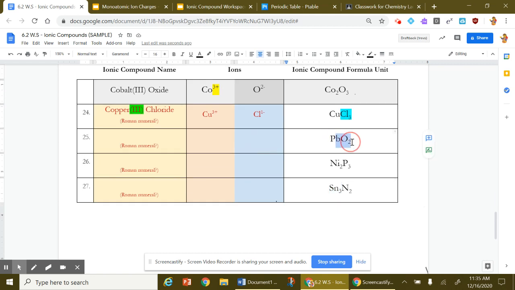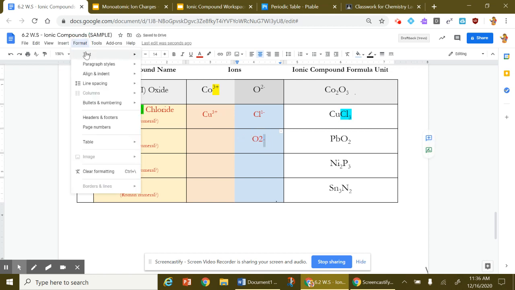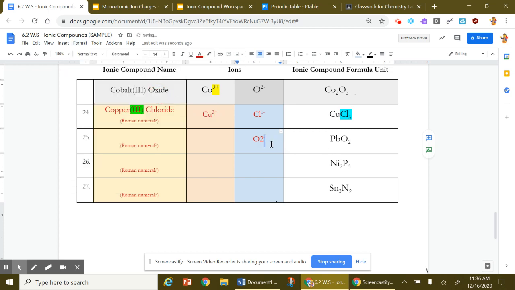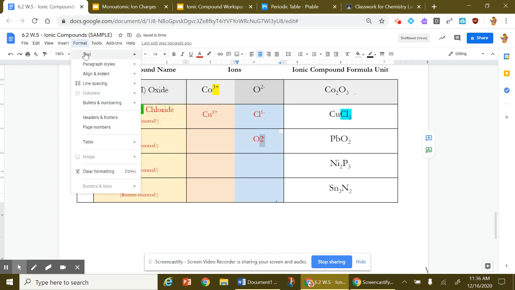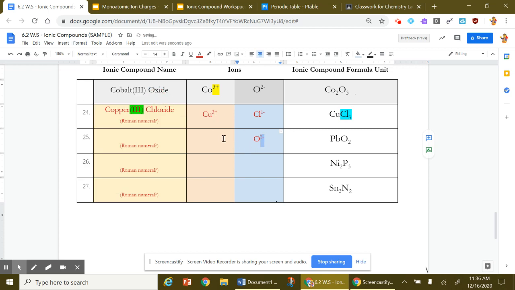Let's do the next one, PbO2. Well, I know what O is. O is up there: O2 minus, that's oxide. Format, text, superscript. The problem, though, is that lead can have many different charges. So what is the charge of this lead here? We know that the name is going to be lead oxide. What is that? That's what we're here to find out.